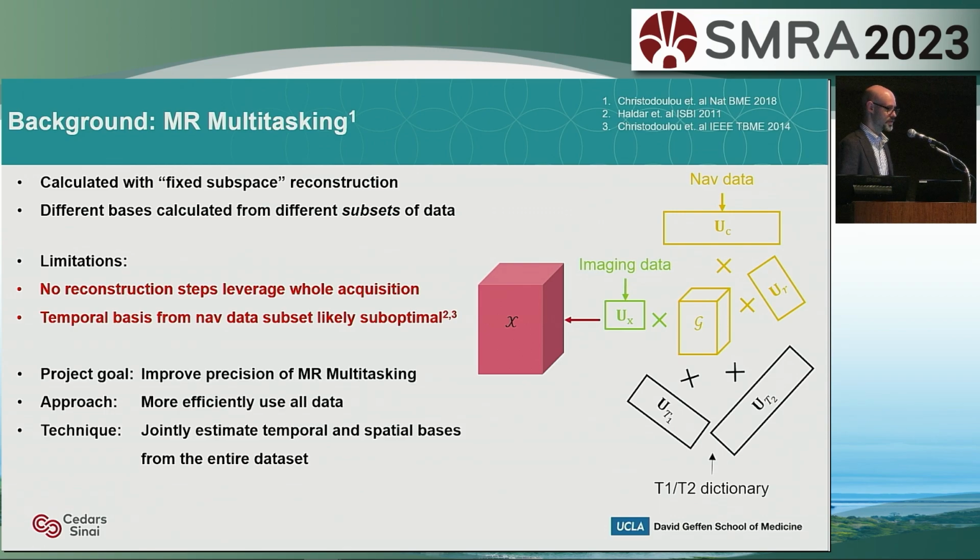So Tianle's work was to improve the precision of MR multitasking and repeatability, since those are two very important things, as I mentioned, in quantitative CMR. And his approach was to more efficiently actually use the data that we collected. And he specifically came up with a way to jointly estimate both the temporal and spatial bases from the entire data set together.